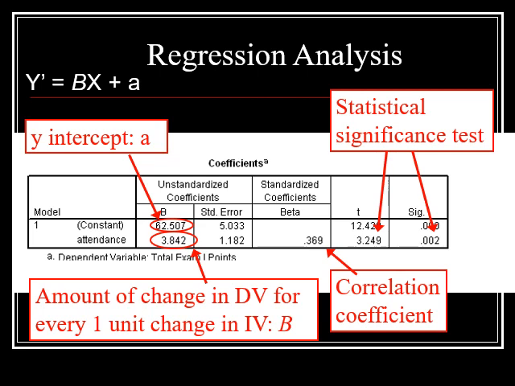So our degrees of freedom is still n minus 2, but in this case, we'd actually report both the b-weight, 3.842 in this case, the beta, 0.369, then we'd report the t, 3.249. That's where we'd put the parentheses for our degrees of freedom, n minus 2, and finally we'd report the significance.